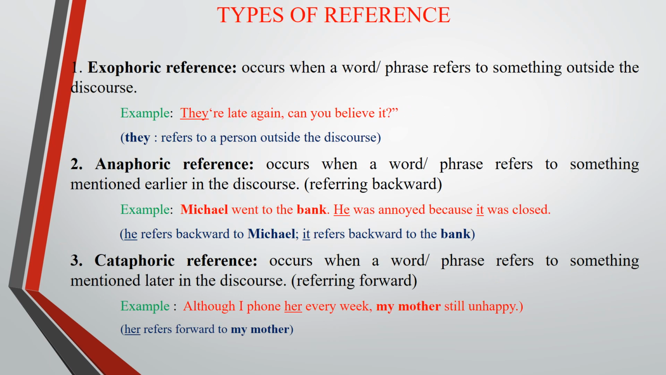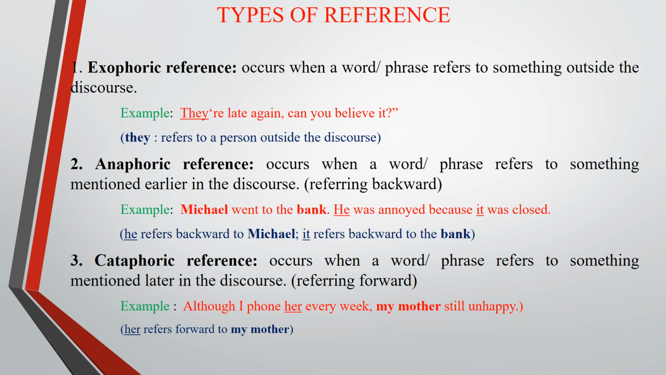Types of reference. We have three types of reference: exophoric reference, anaphoric reference, and cataphoric reference. Exophoric reference occurs when a word or phrase refers to something outside the discourse. For example, when someone says, they are late again, can you believe it? Now, they here refers to a person outside the discourse.